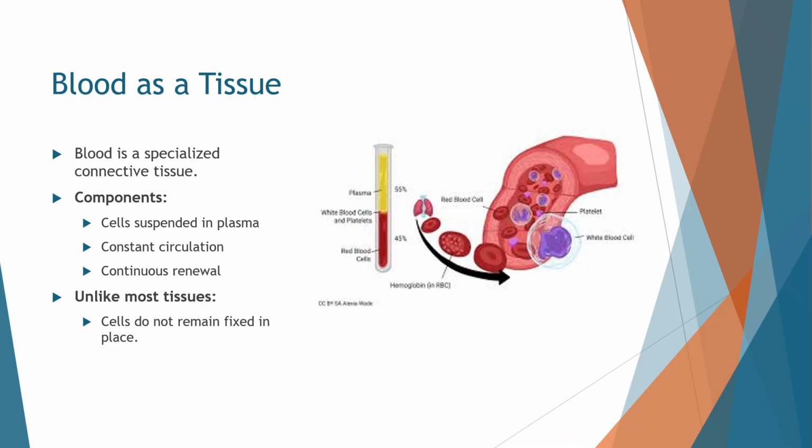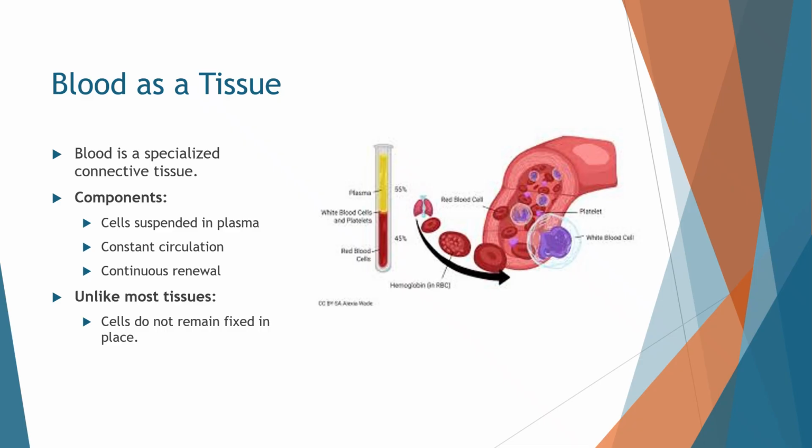Connective tissues have cells, an extracellular matrix, and a role in supporting or connecting body systems. In blood, the matrix is plasma, and instead of cells being anchored in place like cartilage or bone, they're suspended and mobile. That mobility is what makes blood unique. Unlike most tissues, cells don't stay fixed. They circulate continuously. They're constantly being replaced.